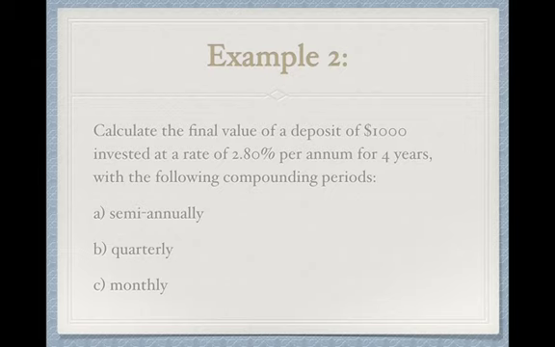That's going to stay the same for all the calculations, but what changes is the number of compounding periods, that value of n. For the first one in A, semi-annually would mean that our n value is going to equal 2.